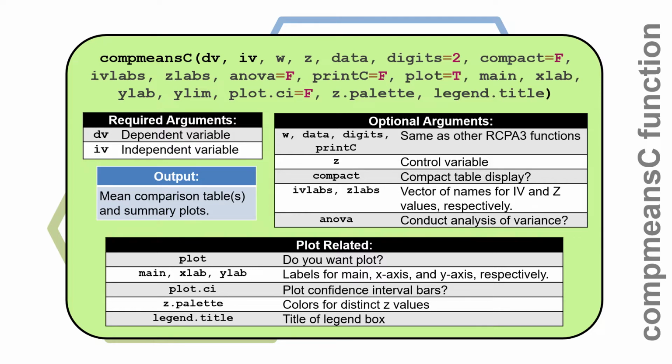Now about the plot-related arguments. I discussed the plot, main, xlab, ylab, and plot.ci arguments in the video on generating basic plots with compmeansC. Those arguments work the same way with plots for controlled mean comparisons. The z.palette and legend.title arguments, however, are only used when you're plotting controlled mean comparisons, so I will show how they work in this video. To learn how to use the compmeansC function to make controlled mean comparisons, let's work through some examples.